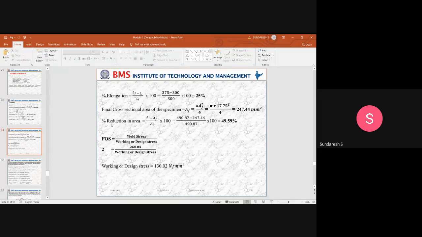Ductility is measured by 2 parameters. One is percentage elongation, another one is percentage reduction in area. So both the parameters we are finding out here. Percentage elongation is the final length minus initial length divided by the initial length, times 100. The final length is given as 375, the initial length is 300, so (375 minus 300) divided by 300 times 100 gives 25%.